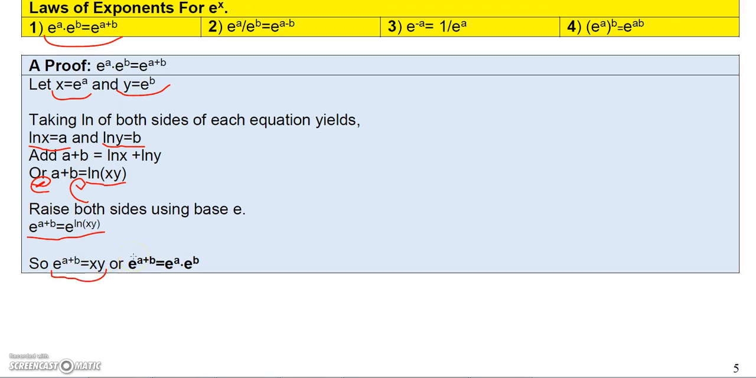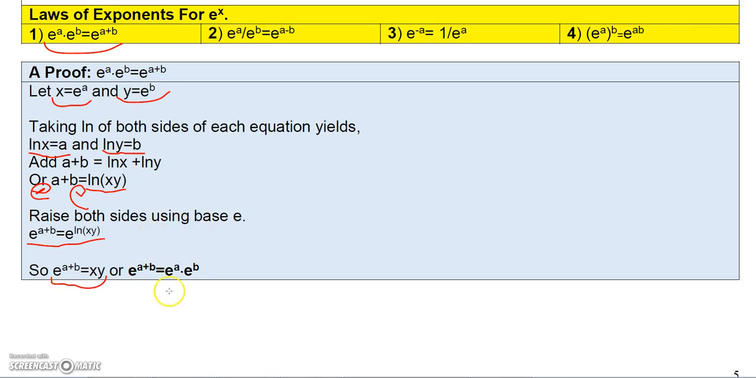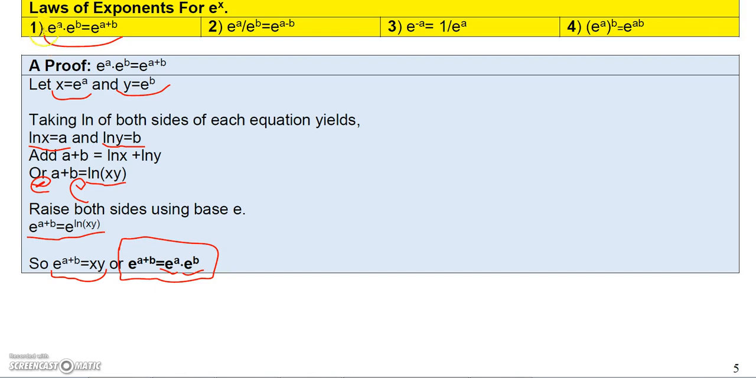So now, remember in the beginning, I said x was e to the a and y was e to the b. So if you replace x with e to the a here and then replace y with e to the b, you get the final statement that e to the a plus b is equal to e to the a times e to the b. And so, you can prove those others in a similar fashion, but that's how you prove the first law here that I gave you.